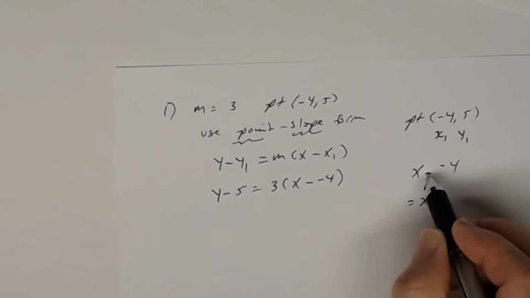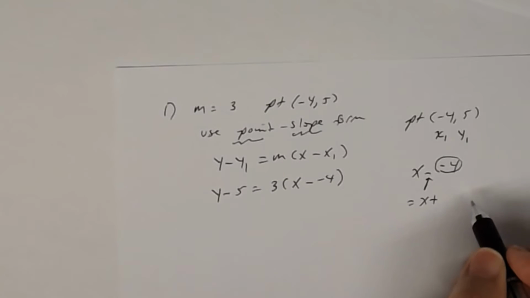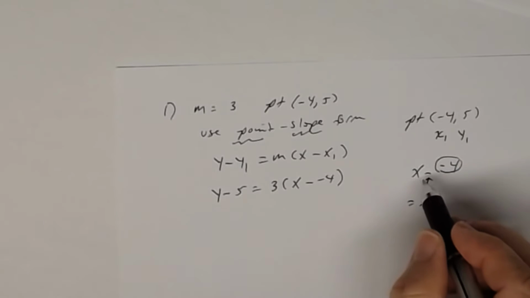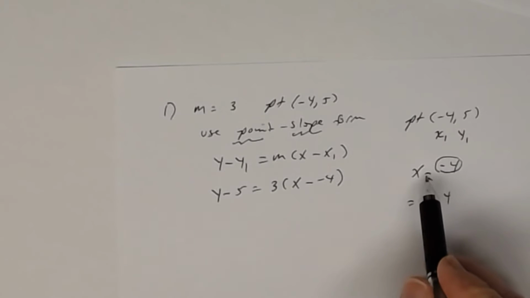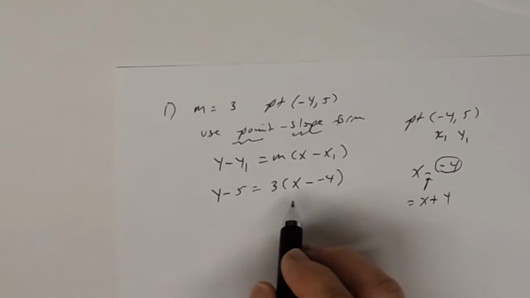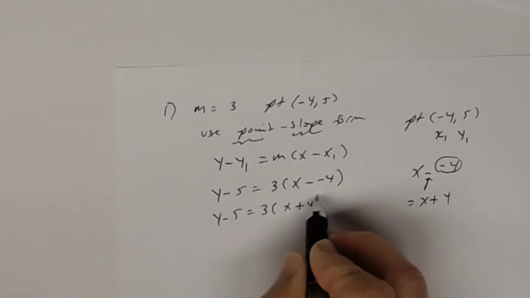Remember, when changing subtraction to addition, always take the opposite of the number following the subtraction sign. So x subtract -4 means x plus the opposite of -4, which is +4. So x subtract -4 is equivalent to x plus 4. So that's what you're going to write here. So I get y minus 5 equals 3 times x plus 4.